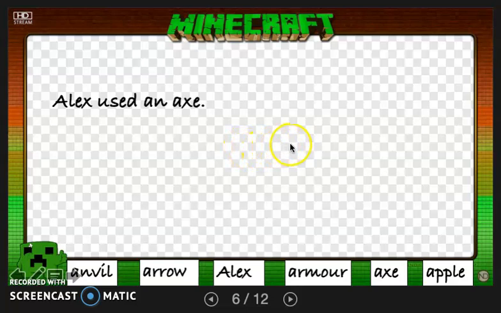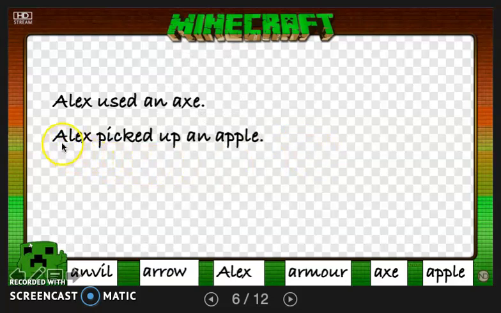A little bit longer. So we've got Alex and then a new word. So let's sound this out. It picked. Up an apple. Apple. Alex picked up an apple.